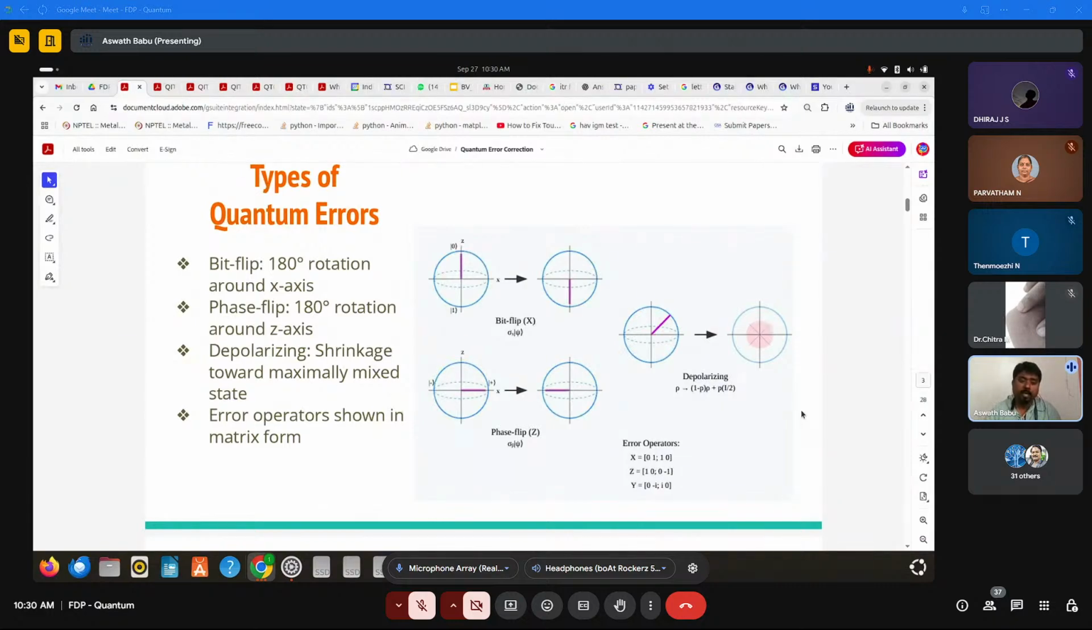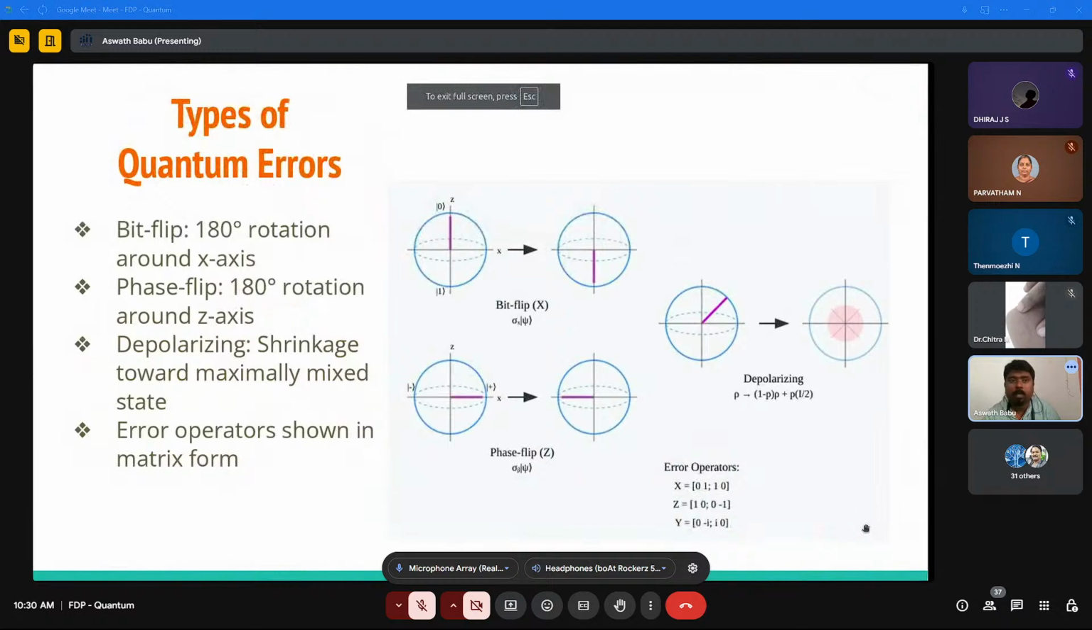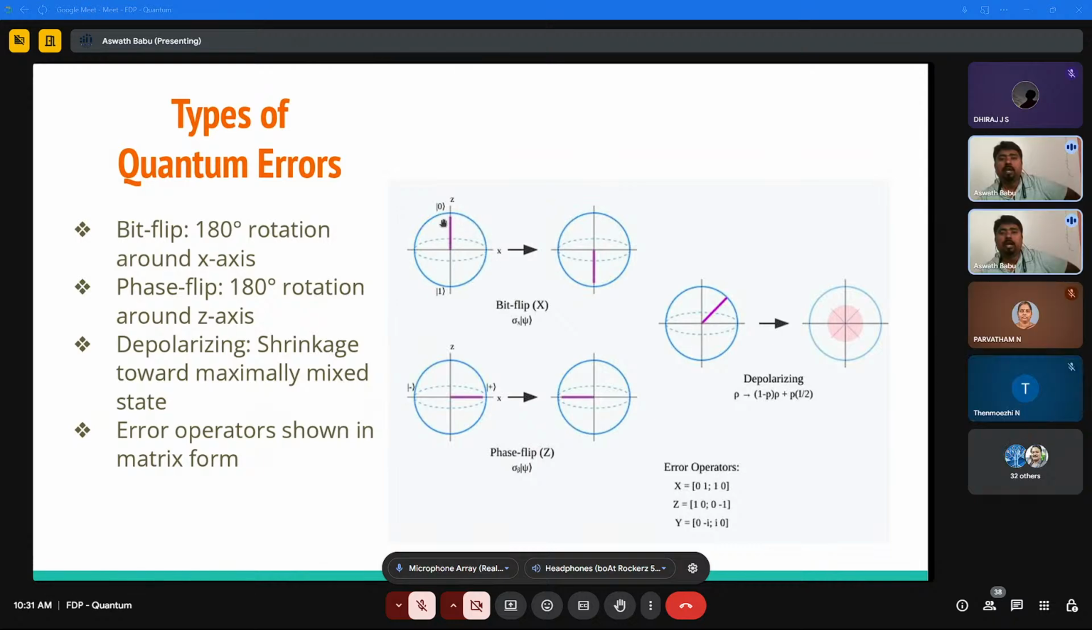Here, I think I can go to presentation mode, full screen mode. So here, if you see, there is something called a bit flip error. Bit flip in the sense that 0 becoming 1 means 0 gets rotated from the z axis to the minus z axis. It is a big problem for us. 0 becoming 1, 1 becoming 0 is a big issue. So that's a bit flip error in our quantum computing.